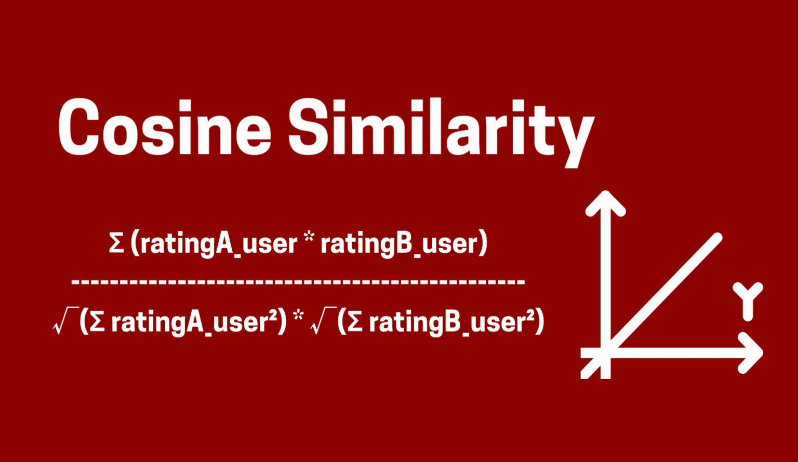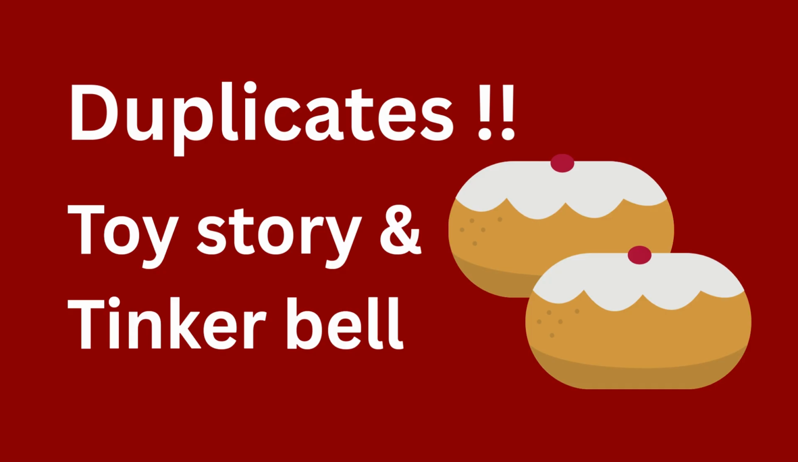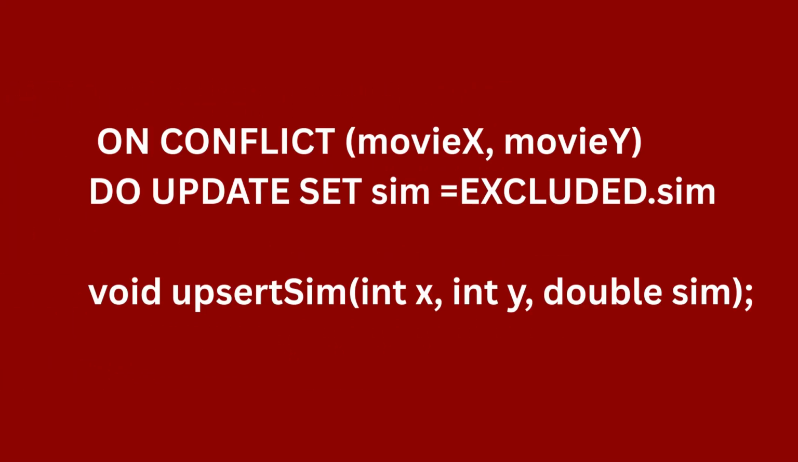Everything seemed fine. But then came my first big mistake, duplicate similarities. For example, Toy Story was compared with Tinkerbell movie. And then Tinkerbell was compared again with Toy Story. Same comparison, same meaning, but saved twice. I fixed this by enforcing constraints. So the system only saves the pair once, regardless of the order.